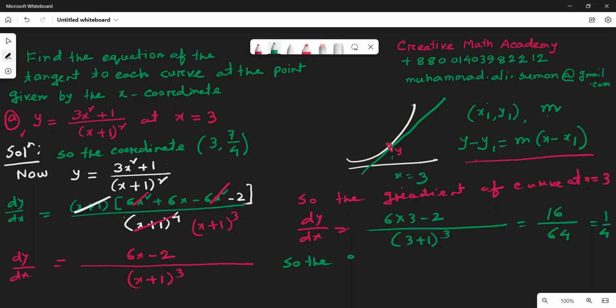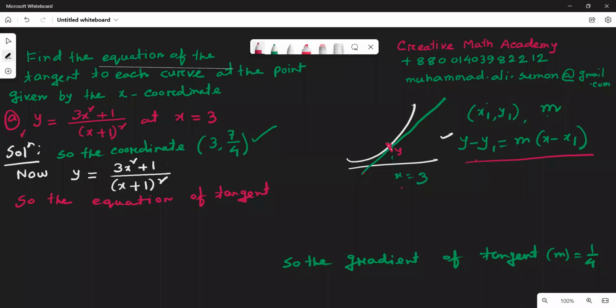So the gradient of the tangent, m equals 1/4. So we have a specific point where this line touches the curve. This is the coordinate, and we also get the gradient of the tangent. So now we should find the equation of the tangent using this formula. Now see. The equation of the tangent: y minus y1 equals m(x minus x1).